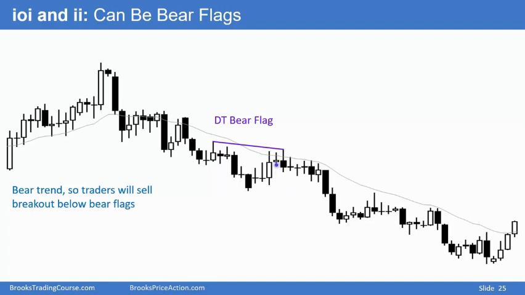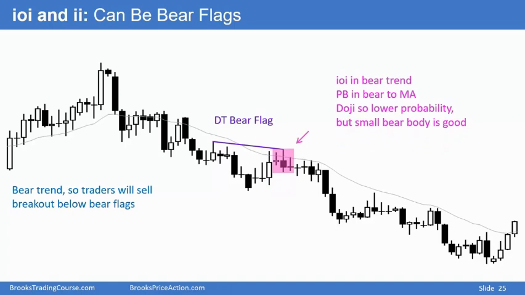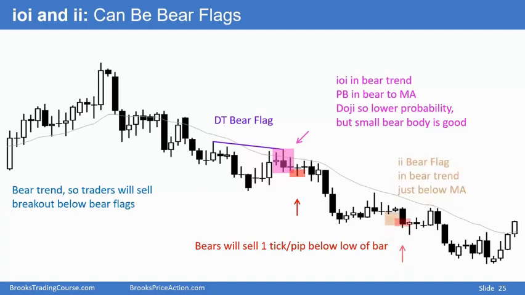This is an IOI, so we have an inside bar following an outside bar, and it's just below the moving average. Does not have a bear body, but it does not have a bull body. I think it's a reasonable sell setup. Bears will place a stop order to sell just below the low of that bear bar, and they get short there. Same thing over here. Again, we have an III over here. Just below the moving average, bears will sell with a stop just below the low of that bar.